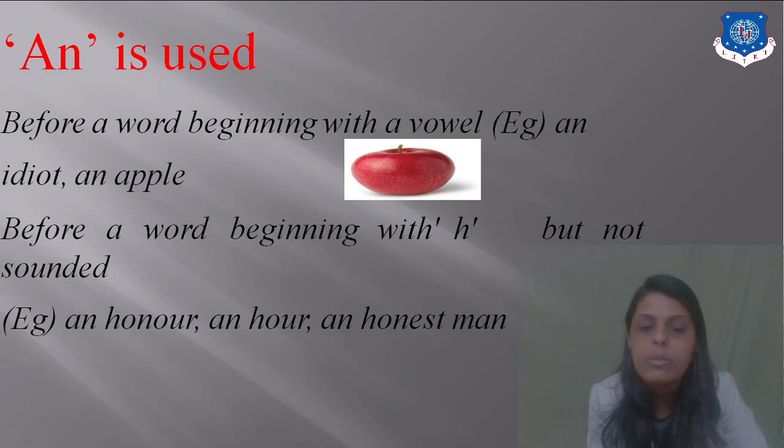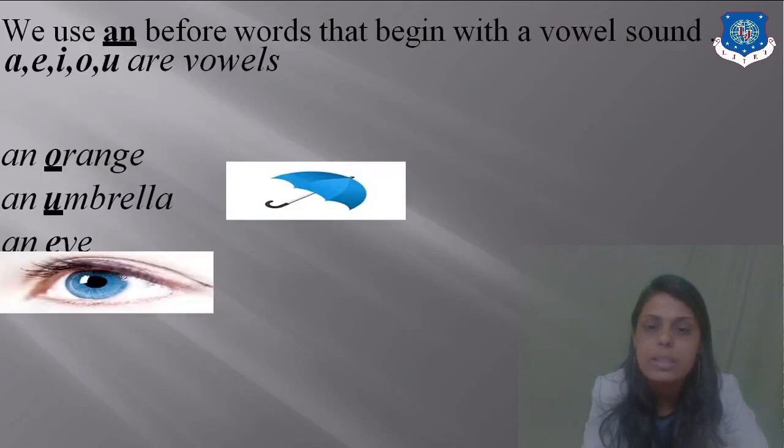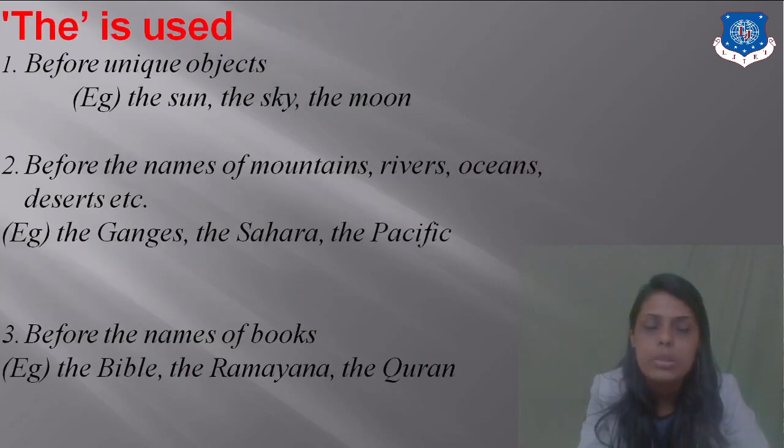a or an. Before a word beginning with H but not sounded: an honor, an hour, an honest. So here a vowel sound is produced: honor, hour, honest. So that's why an is utilized, right? Rather than utilizing a. So we use an before words that begin with a vowel sound. A, E, I, O, U are vowels. An orange, an umbrella, an eye. So all the sounds are vowel sounds, right?